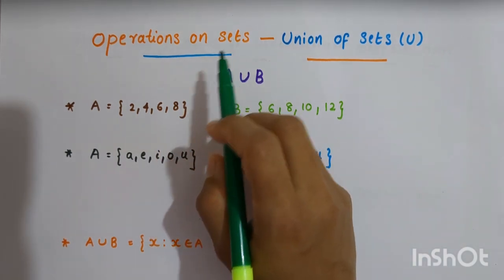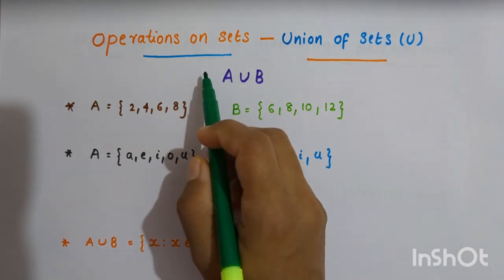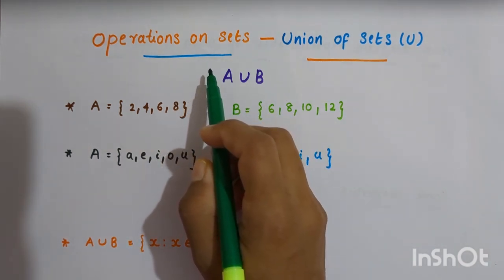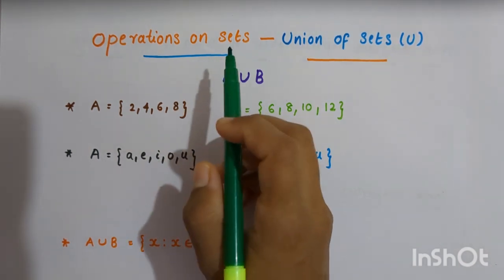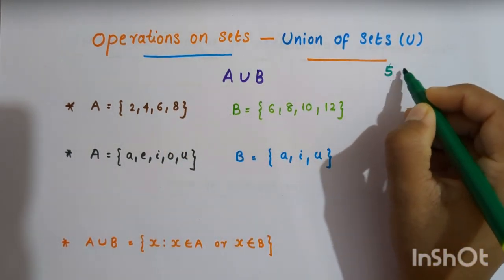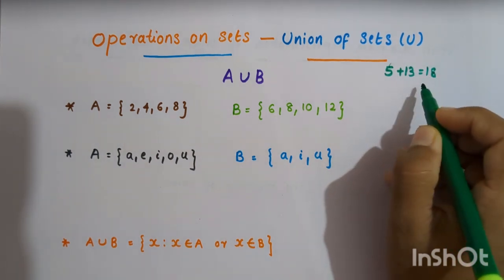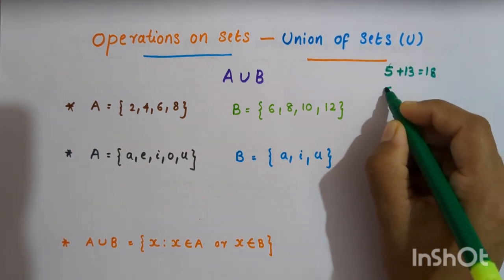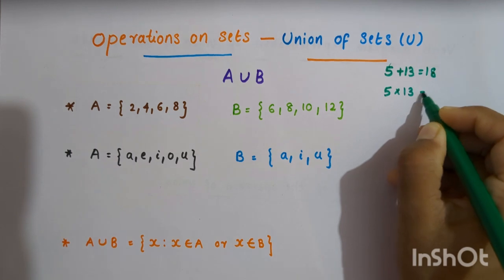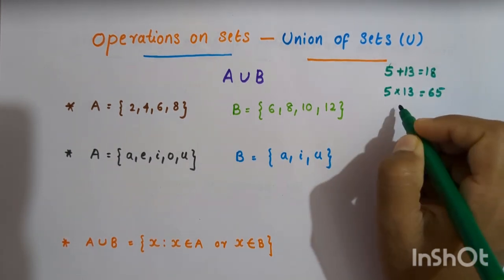So let us talk about the operations on sets. We are familiar with the operations of addition, subtraction, multiplication and division on a pair of numbers to get another number. For example, when you add 5 and 13, you will be getting 18. This is a kind of operation. Similarly, when you multiply 5 and 13, you will be getting 65. That is also another kind of operation.